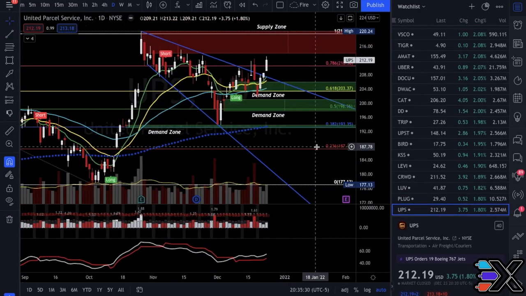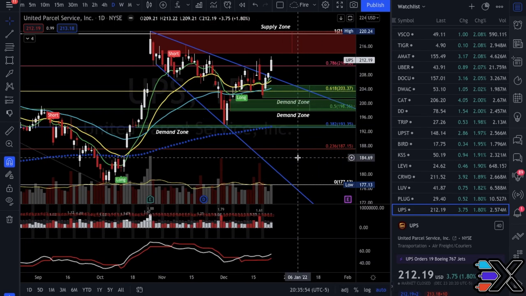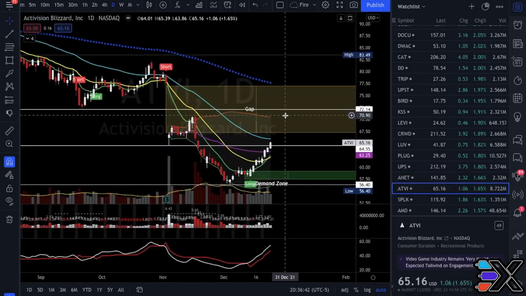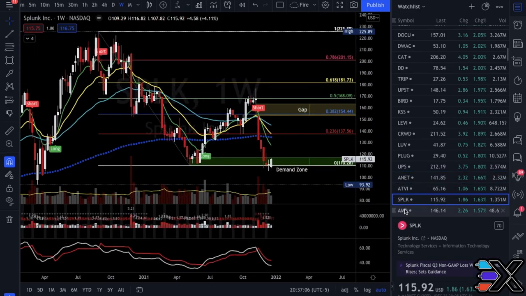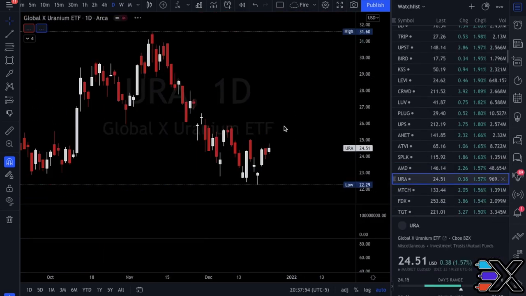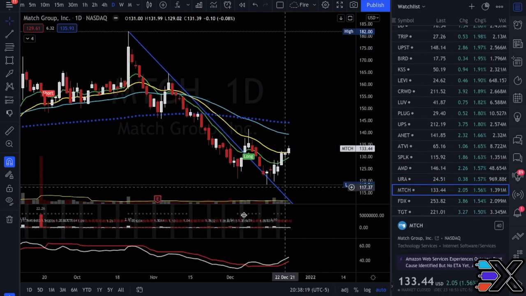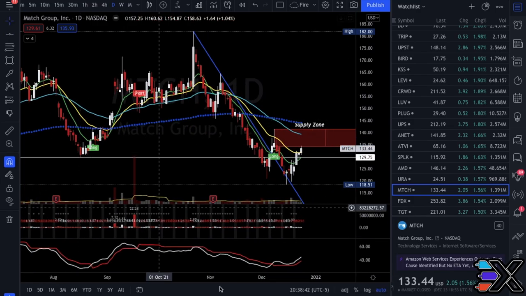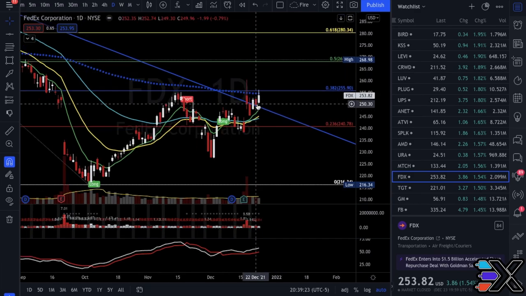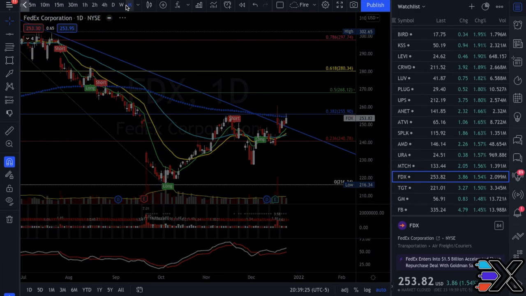Oh, I really see that PLUG setup was nice, and this UPS setup is super nice too, but it's just too close to supply. AMD had a nice setup, but too close to supply. Could maybe take puts. MTCH, too close to supply, even though it's a nice breakout to backtest.